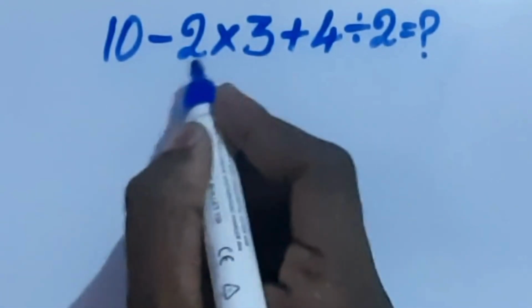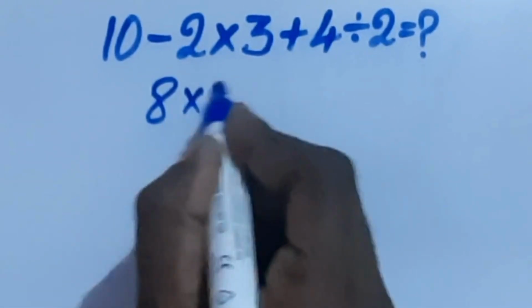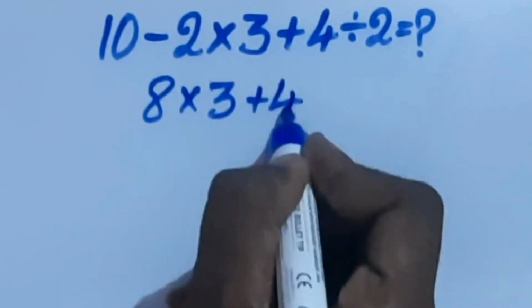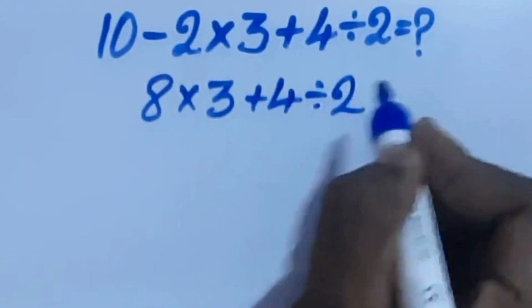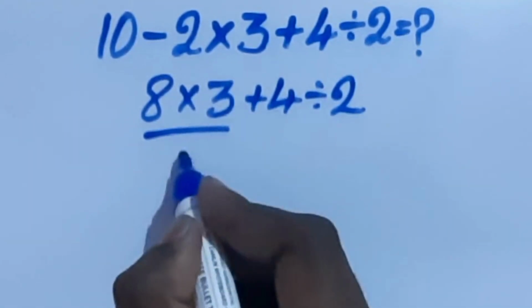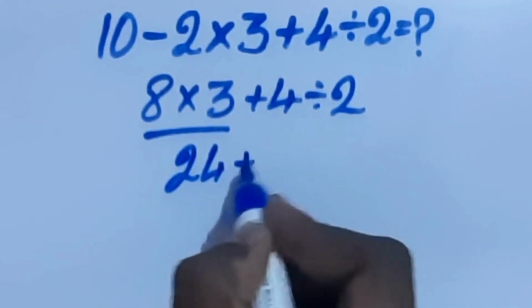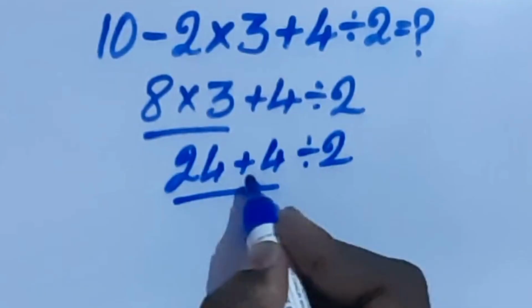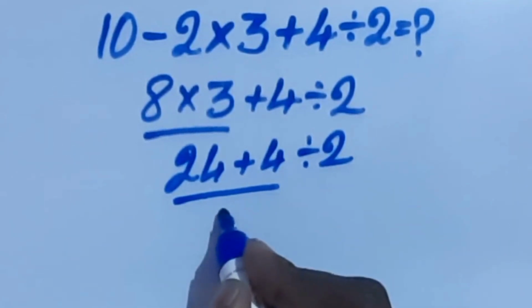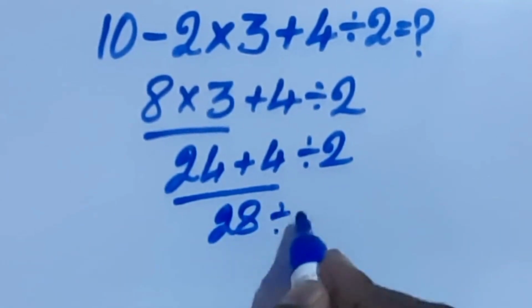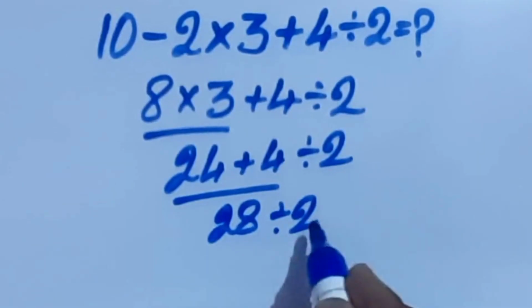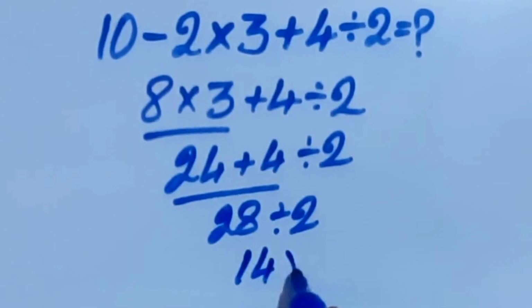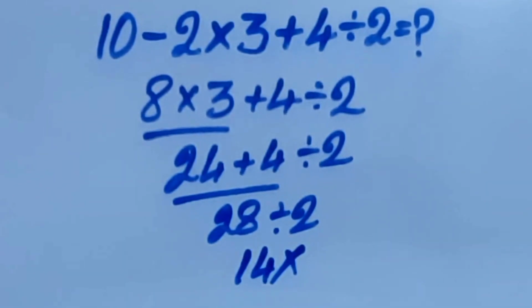Hi guys, here 10 minus 2 is 8 times 3 plus 4 divided by 2. Here 8 times 3 is 24 plus 4 divided by 2. Here 24 plus 4 is 28 divided by 2. Here 28 divided by 2 is 14, which is the wrong answer. As per the order of operations, this 14 is the wrong answer.